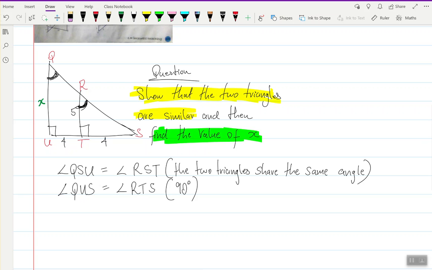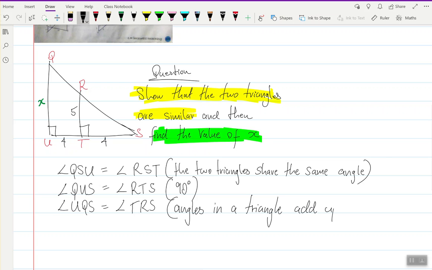All right, let me write it down. So I'm going to say the last one, angle UQS is equal to angle TRS. Why? Because the angles in a triangle add up to 180. Any questions with that? I can clarify.